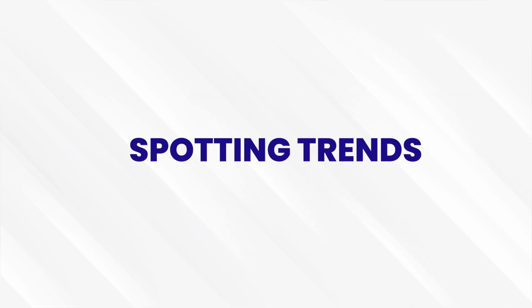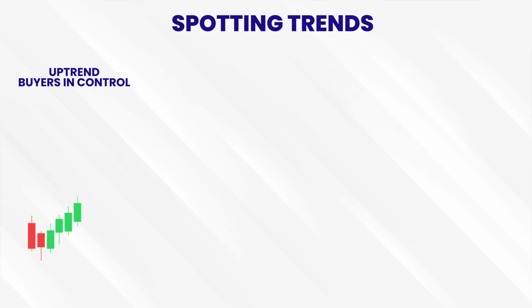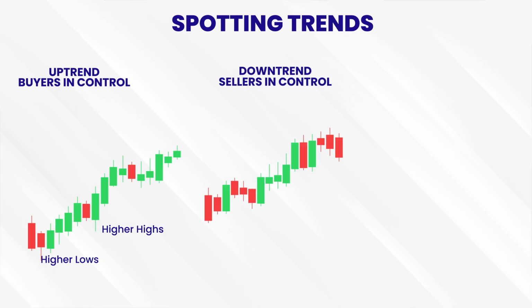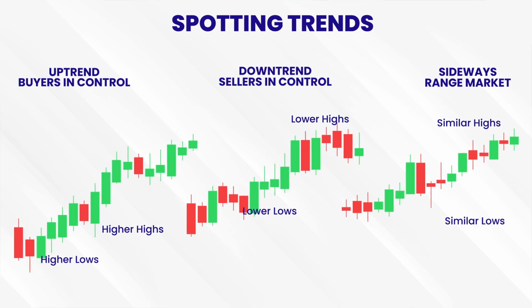Spotting trends. By connecting candles, you can spot trends. An uptrend forms with higher highs and higher lows. A downtrend shows lower highs and lower lows. While sideways markets move in a range. Similar highs, similar lows. Trends show the bigger picture of where the market is moving.